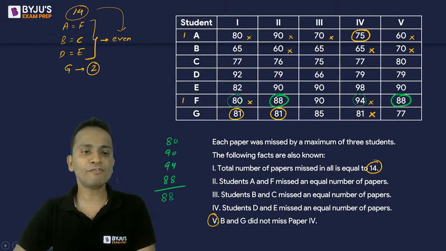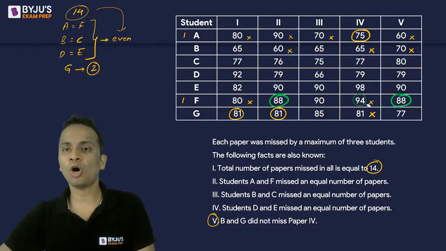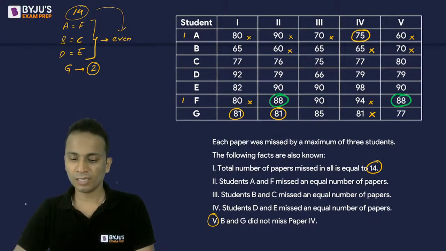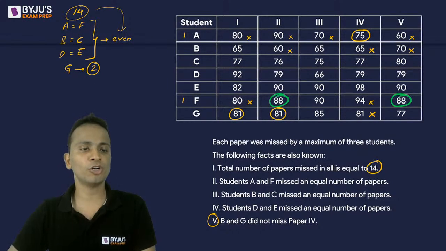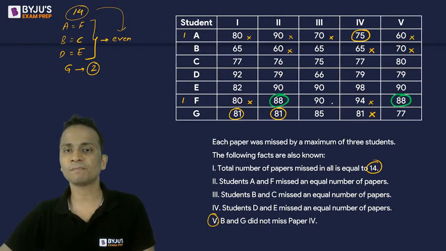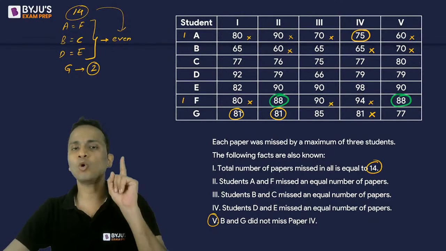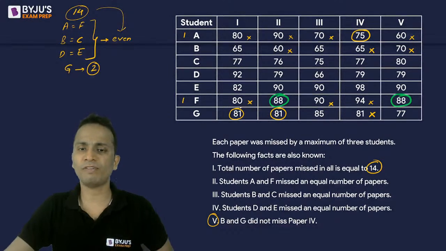So yes, F will miss any one of the papers among paper number 2 or paper number 5. ठीक है? Now, Shubham, very good. I think your observation, your determination is absolutely correct. But we have to also find out which paper they have missed. So F will miss only one paper out of paper number 2 or paper number 5. We'll find it out later on.